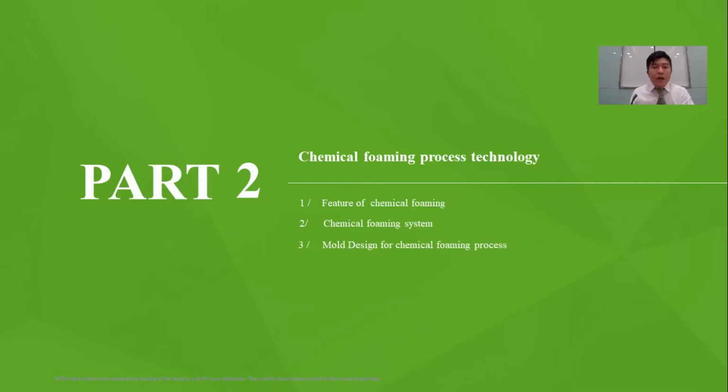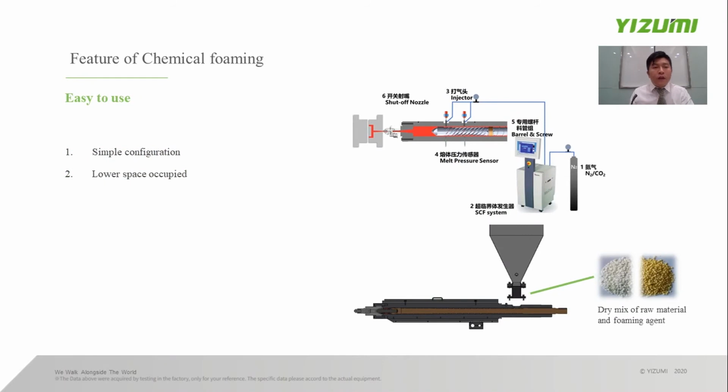Next, in the second part, we will talk more about the chemical forming process. First, the features of the chemical forming. First of all, easy to use. As we introduced above, in the chemical forming process, there is no need to use the gas source treatment device in the machine. As a result, it is convenient to use, and on the other hand, it can save space and cost.